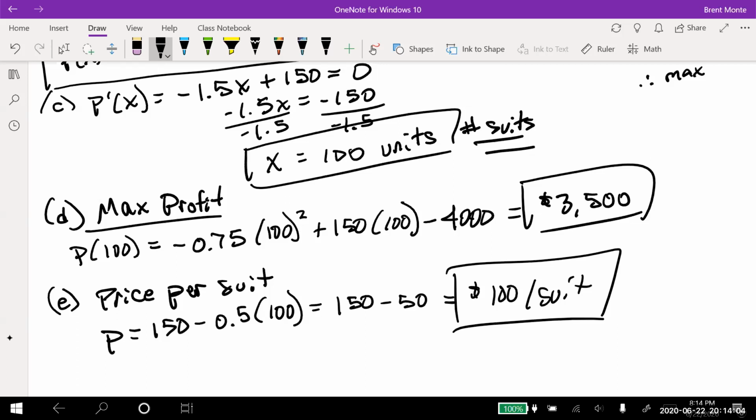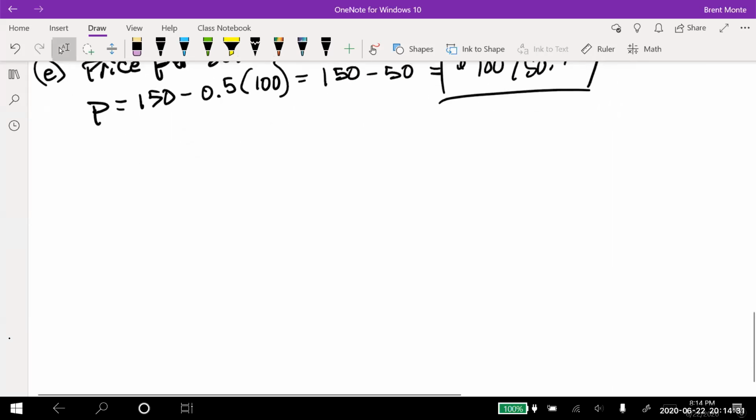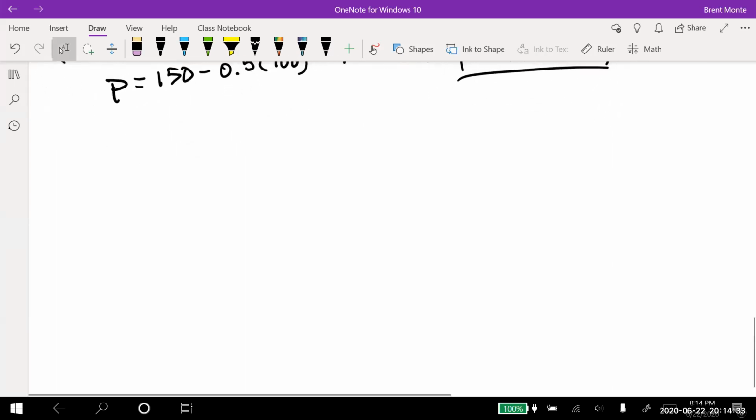So we found we make 100 suits, we sell them at $100 each, and we're going to get a profit of $3,500. Not too bad. Again, all of this is straightforward. There was no hard math in the whole problem, but it's understanding all the steps and all the things you have to do. Okay, one last problem we're going to do. It's a little more involved than this. It doesn't have as many steps per se, but it's got some other stuff in it. So let me show you that.